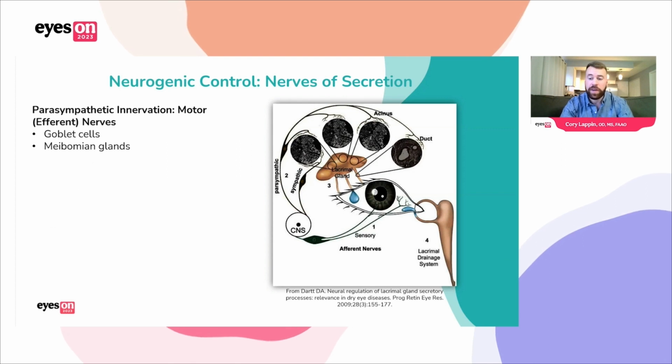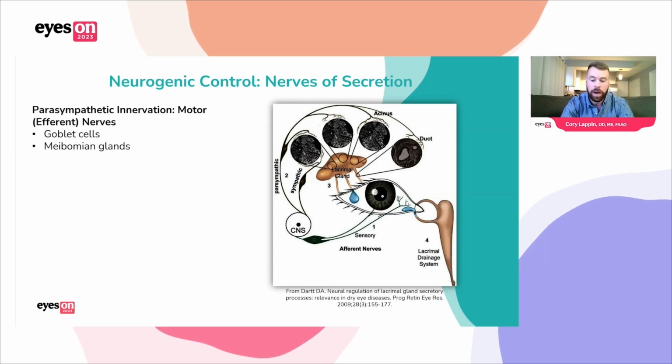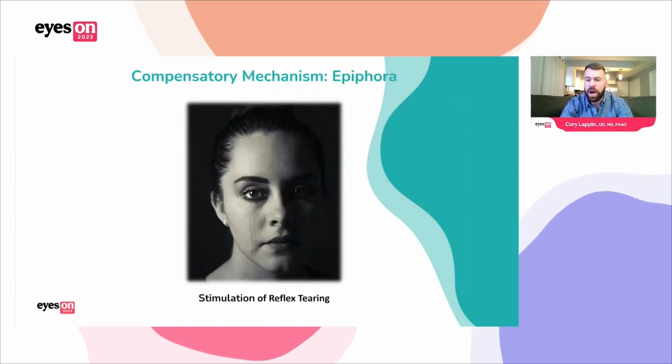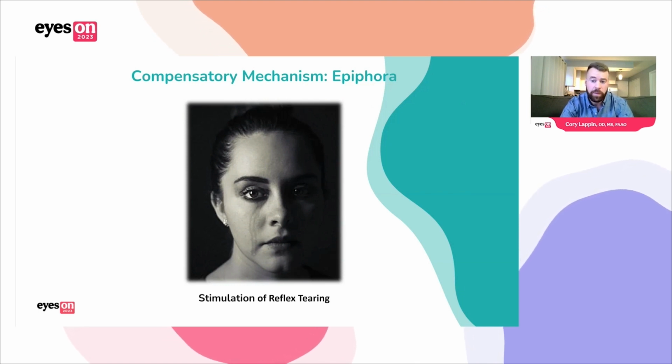And it's likely that this integration also involves secretion of mucin and meibum, as the goblet cells of meibomian glands have been shown to have parasympathetic innervation as well. So what are some of the clinical signs of ocular surface homeostasis in action? Well, a common example we are all familiar with is epiphora.